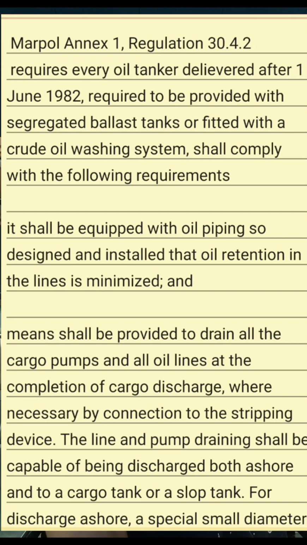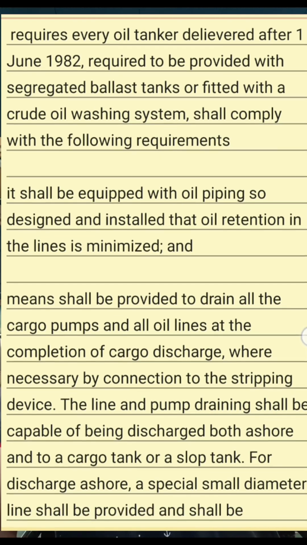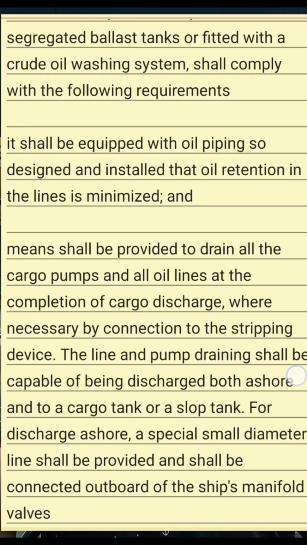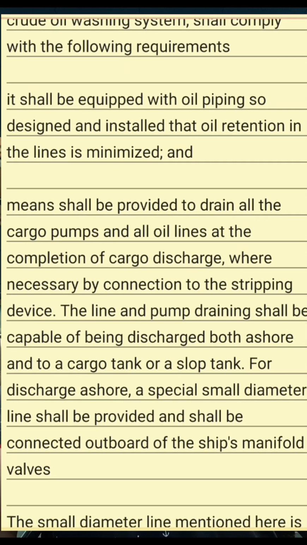And now you may be asking what is the requirement or diameter of this pipeline? Okay, so friends, as per the Marpol Annex 1 regulation 30.4.2, Marpol says that the cross-section area of this line should not be more than 10% of what? 10% of the main cargo discharge line.